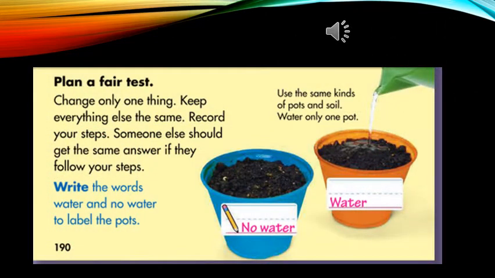Now in your science book, open page number 190. At the end of the page, it's asking you to write the words water and no water to label the pots. Do not forget, as a scientist, you have to label everything you use. You have to give a name to everything you use. You have to record every step you do. Read the question again, please.